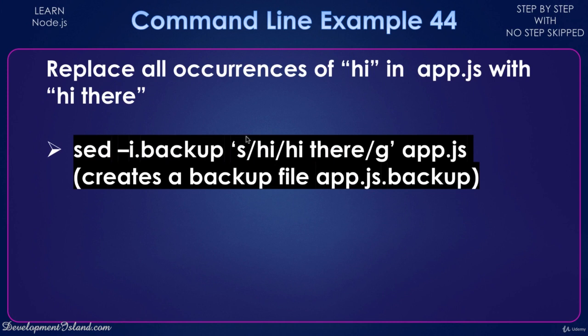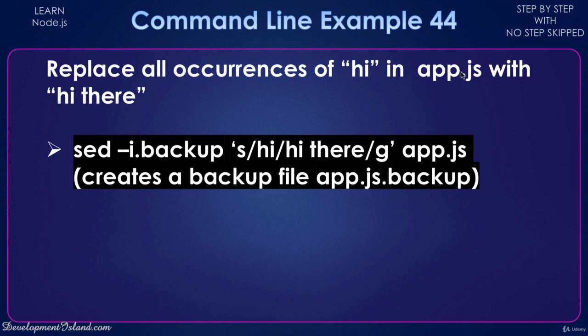In this example, you're going to replace all occurrences of a certain word in your file with another word. To do this, you're going to use the sed command. This command will take as an option -i followed by an extension that you choose. I chose the extension .backup. You can choose any extension you like. This extension is going to be used to create a backup file of your original file.